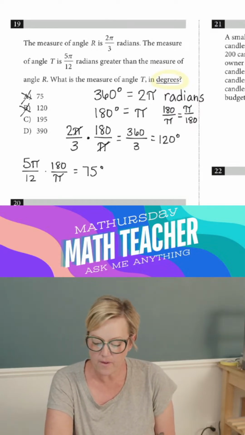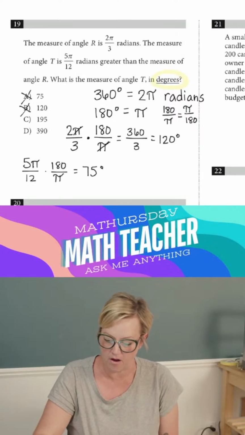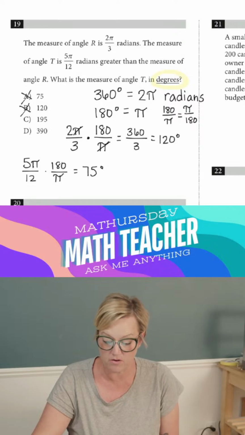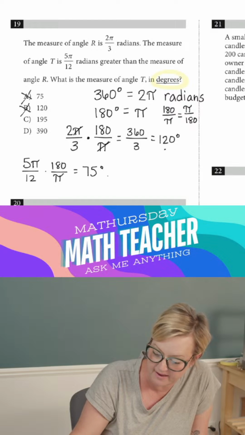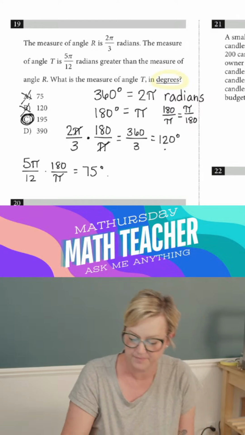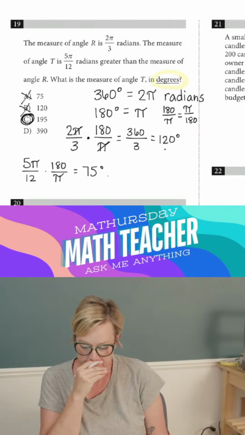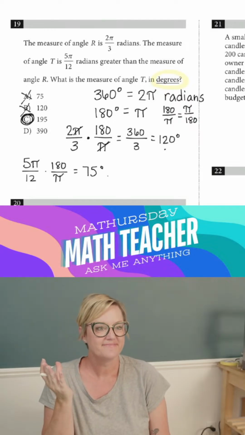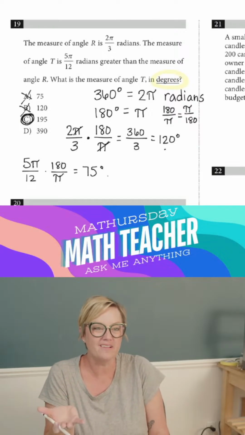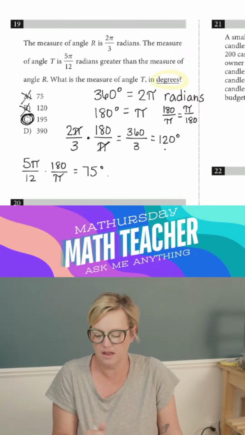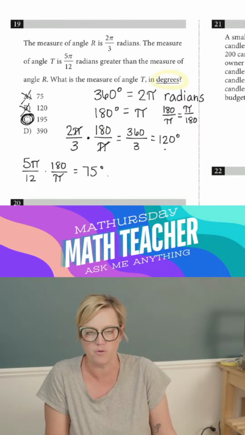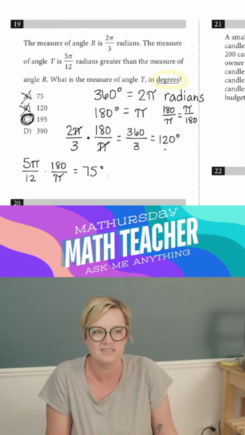Now I've got 120 is my angle R. Angle T is 75 degrees greater than the measure of angle R. So the measure of angle T is 120 plus 75, which is C. There we go. Again, it may feel like it's a little bit more complicated, but this is your thought process when you're going through it, and I'm just going to write it all down, right?